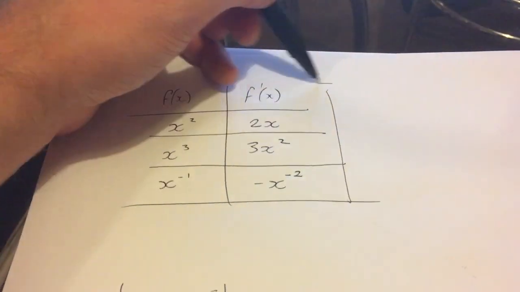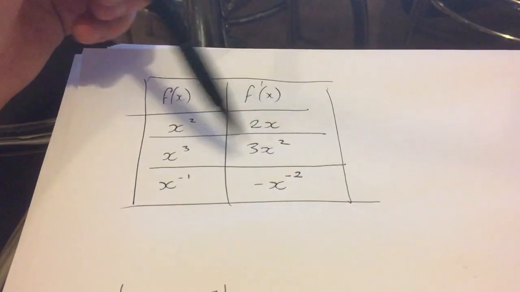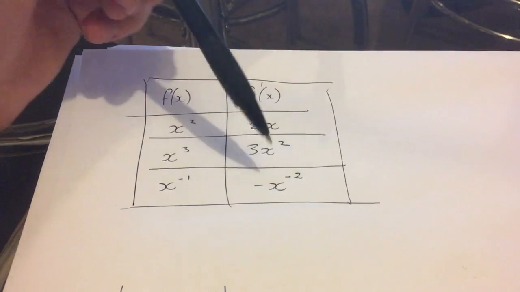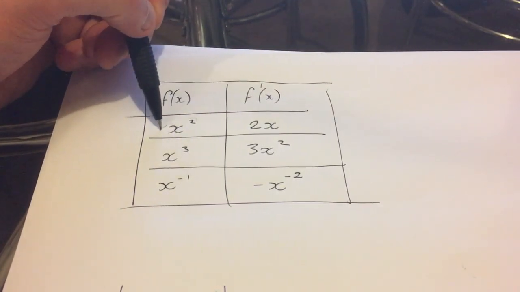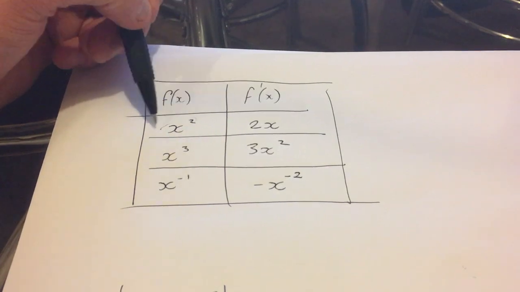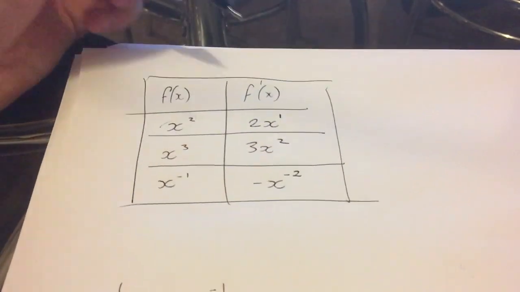So there is a pattern going on here. We did everything from first principles, but there's a quicker way to find these gradient functions. And the rule, some of you might have spotted it, is if you times by the power and then subtract 1 from the power, we get 2 times x. We can imagine this is the power 1.